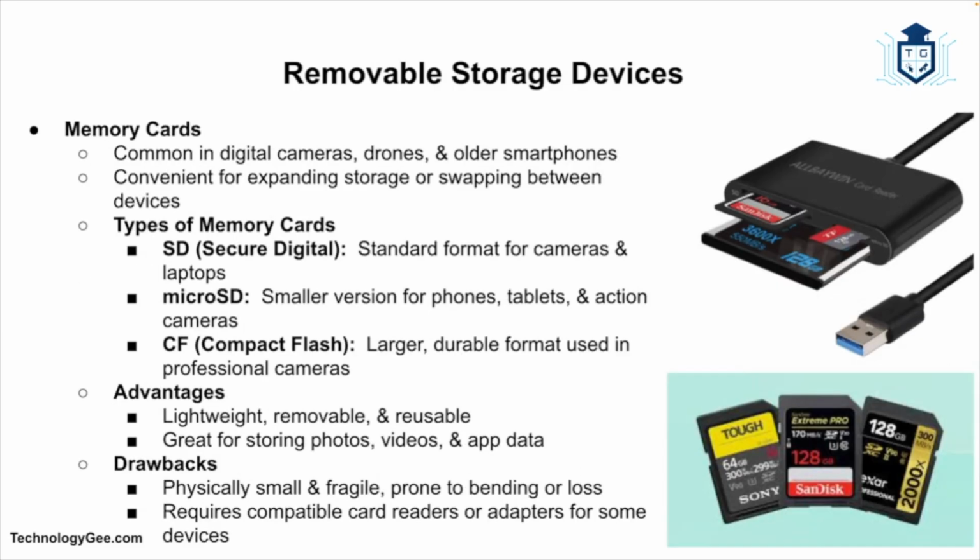And then we have memory cards, and these are used in cameras, drones, and some older phone models, and a whole bunch of other stuff. But the common types that you have are SD, and that stands for secure digital. You've got what is called micro SD. This is used in smartphones and some types of action cameras. You've got what is called CF, or compact flash, and this is more for professional photography gear. But overall, memory cards are great for portability and expanding storage. However, just remember that they can be small and fragile.